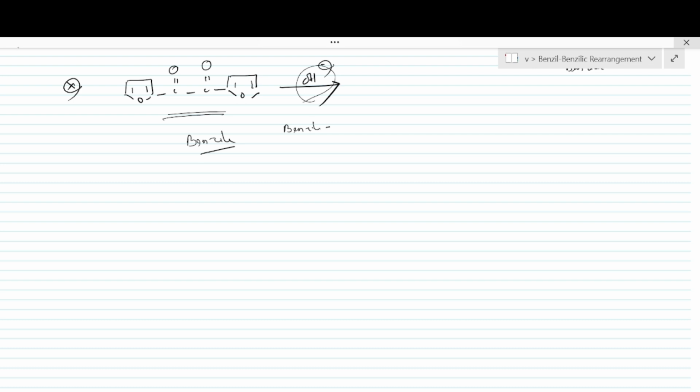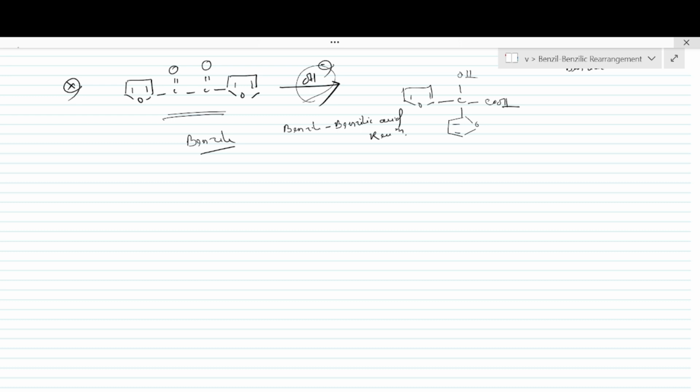Benzil, benzilic acid rearrangement, right? So what will be the product? As we go with the mechanism, we get this as a product.